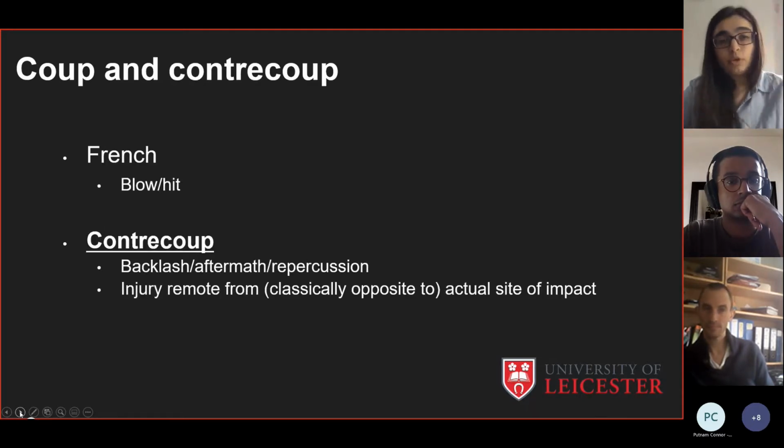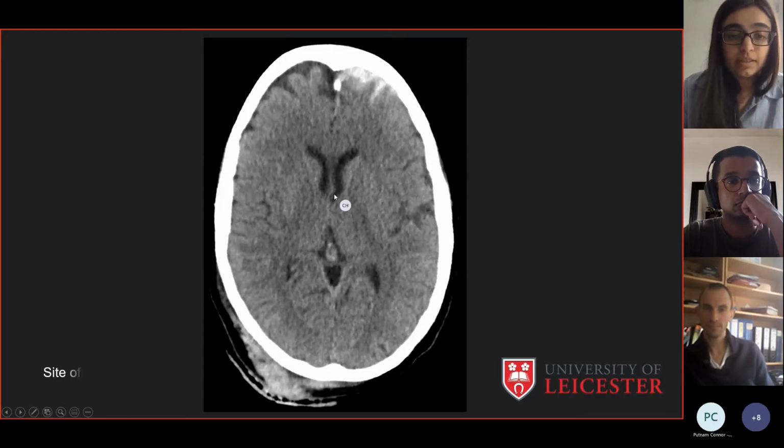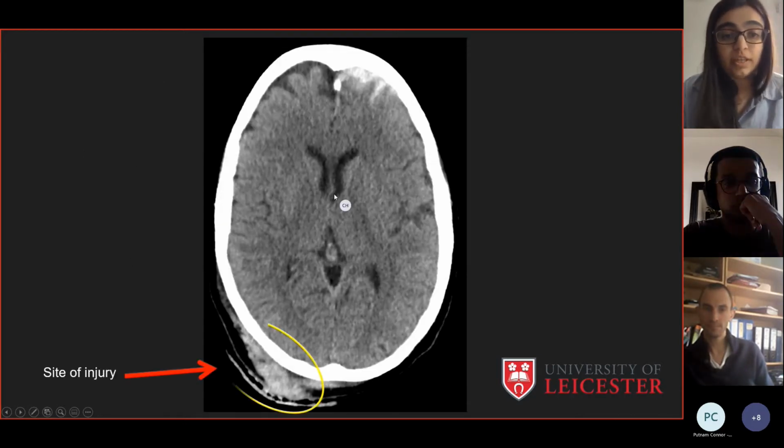So coup and contrecoup injury. As we saw on the previous slide, there was a hit on the right side, you had the extradural, and on the completely opposite side, you had the intraparenchymal contusion. So at opposite ends. So when we look at coup and contrecoup, you have that essentially in all types of injury.